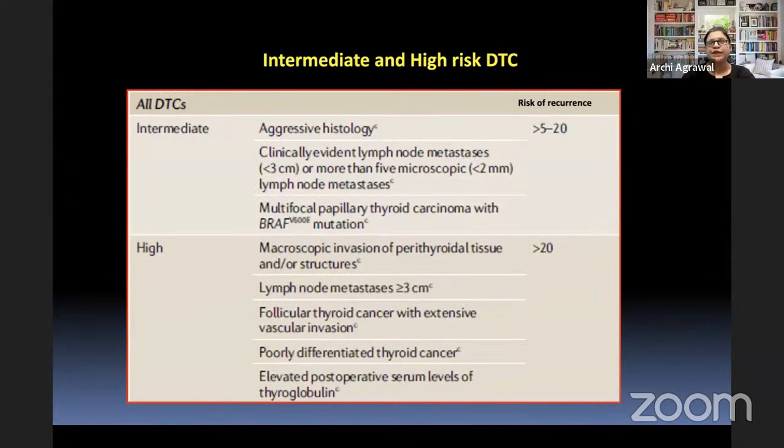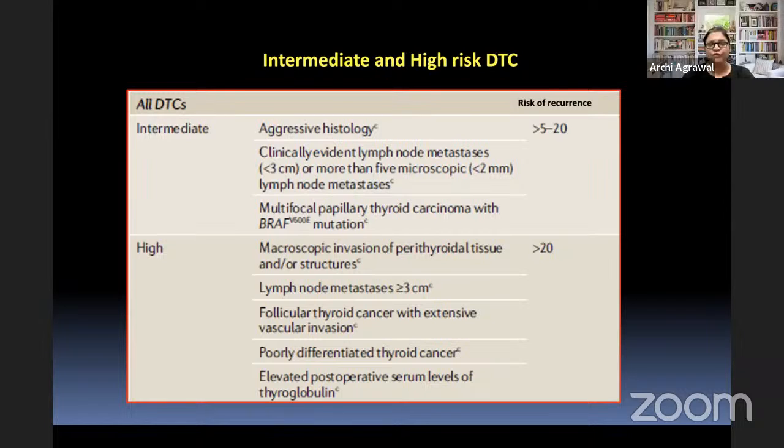So coming to the intermediate and high-risk category, now we know that all the aggressive histologies like tall cell variant, solid, columnar, hobnail will all come under the intermediate category. And whenever you have lymph node metastasis, which have more than 5 microscopic lymph nodes and less than 3 centimeters in size, they will be categorized in the intermediate risk category.